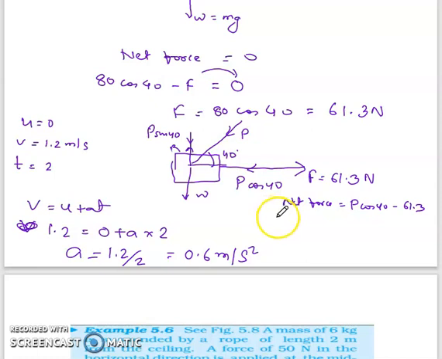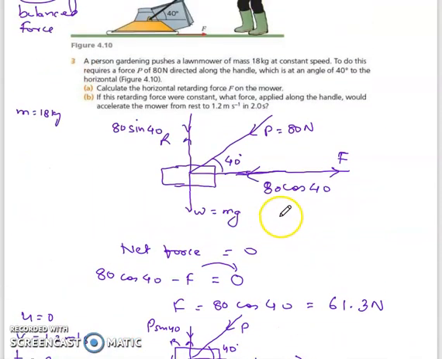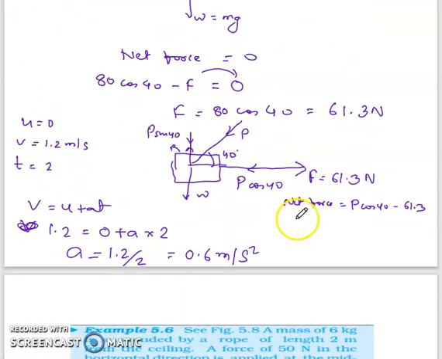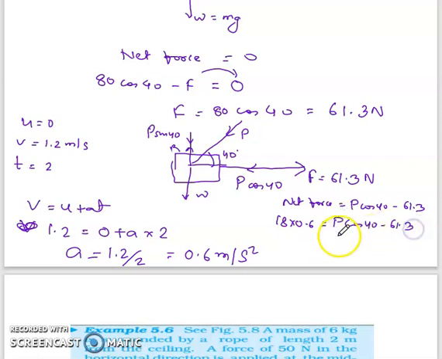So I'm going to write mass here. Let's check what the mass is. Mass is 18 kg, which I highlighted already. So 18 into 0.6 equals P cos 40 minus 61.3. This will go on this side. So 18 into 0.6, the answer is 10.8.